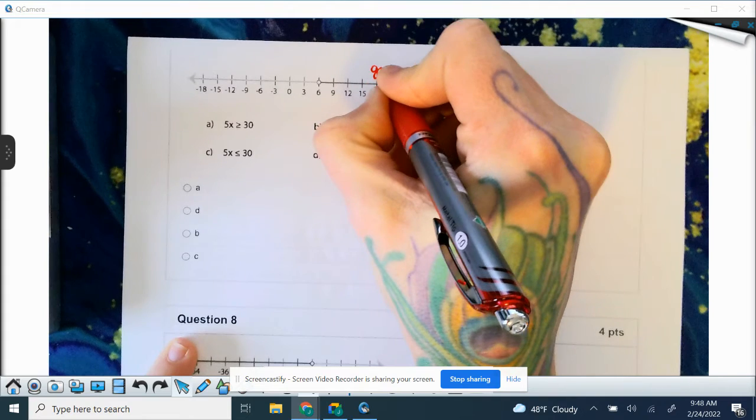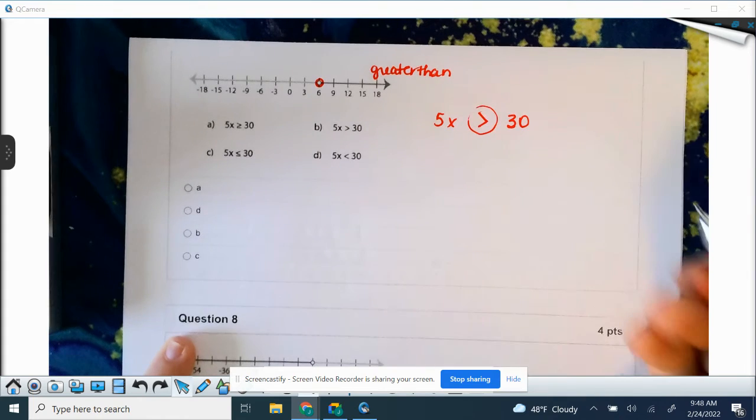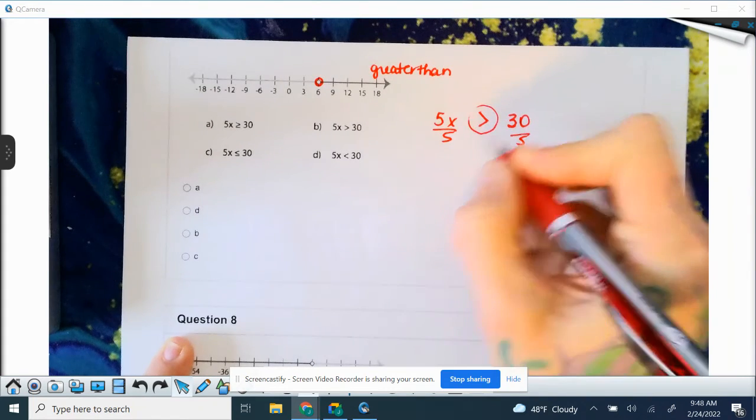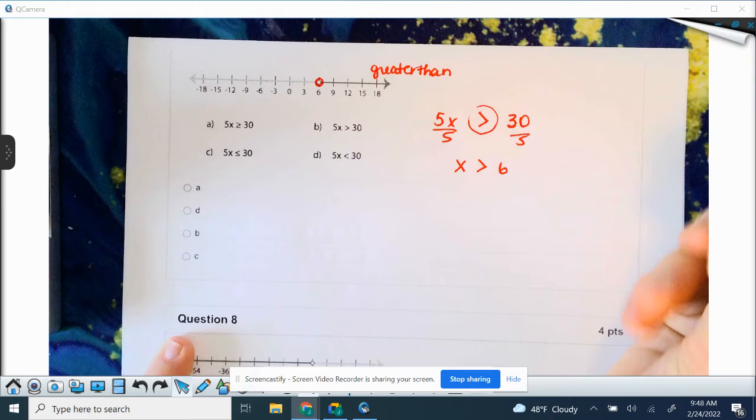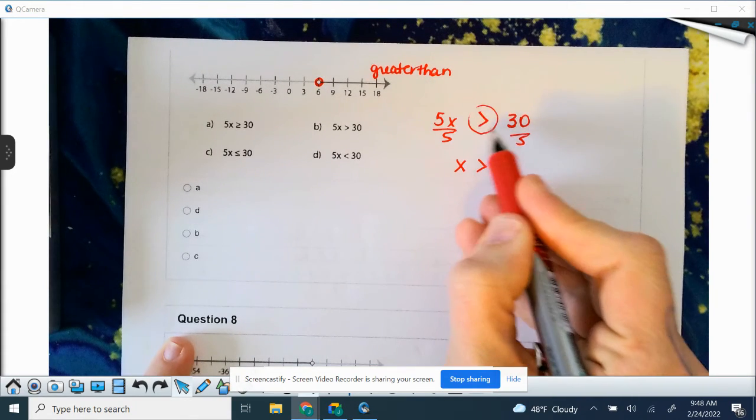So this is greater than, and an open circle, which means no equal to. If you divide both sides by 5, x is greater than 6, which is open circle shaded to the right. So it's going to be 5x is greater than 30.